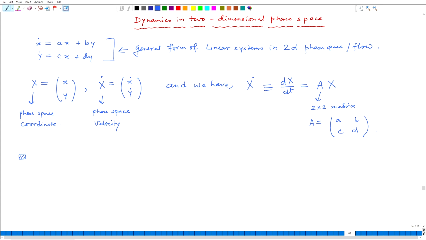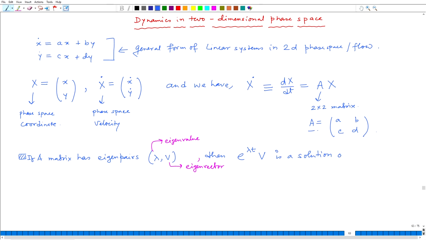If this matrix A has eigenpairs lambda and v, that means lambda is the eigenvalue and v is the corresponding eigenvector, then it can be shown that e to the lambda t times v is a solution of this equation, which I number as equation 1.